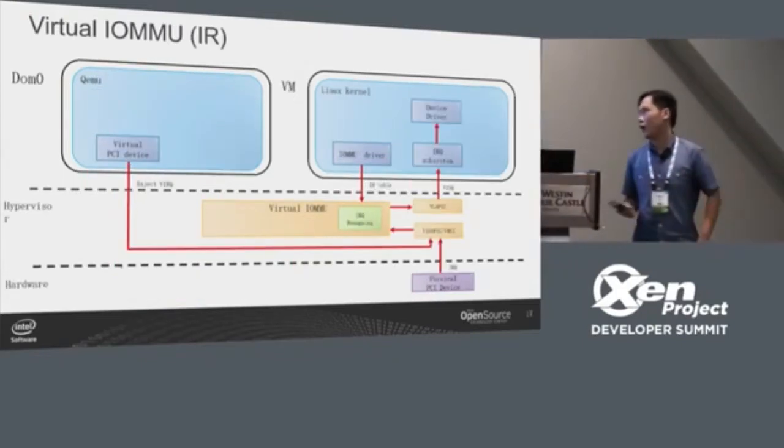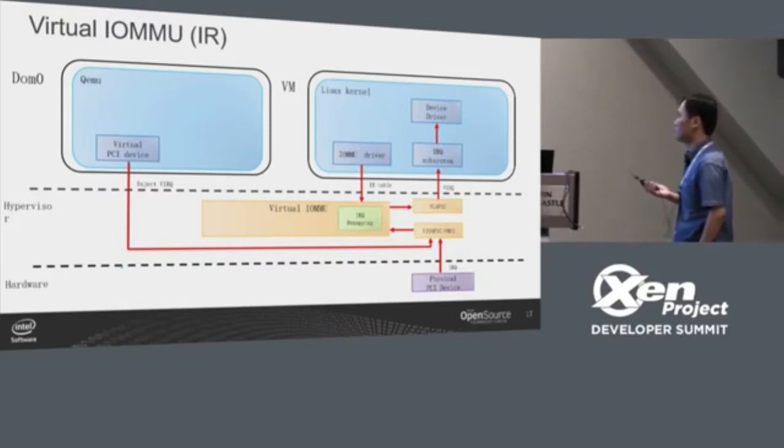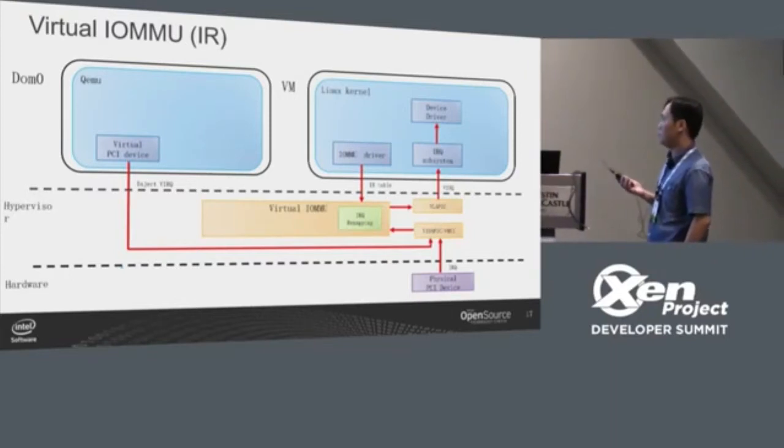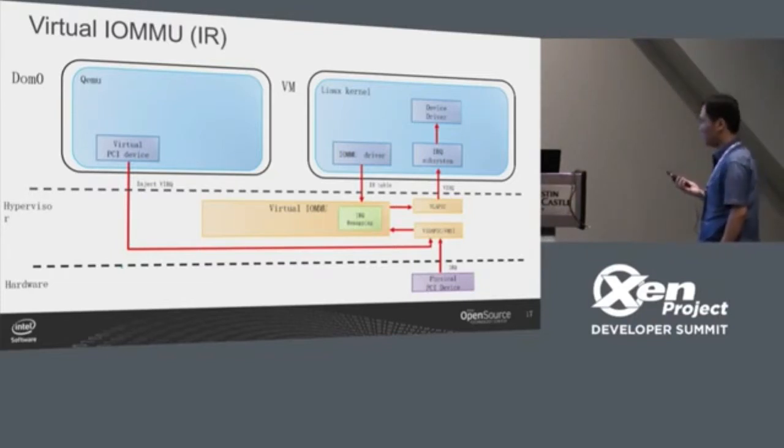Next part is for the IRQ remapping function. When the VM enables the IRQ remapping function, it will provide the IRQ remapping table to the virtual IOMMU. The IRQ from the virtual PCI device and the physical device will finally be delivered to the virtual IOAPIC, and all the virtual MSI depends on the IRQ type.